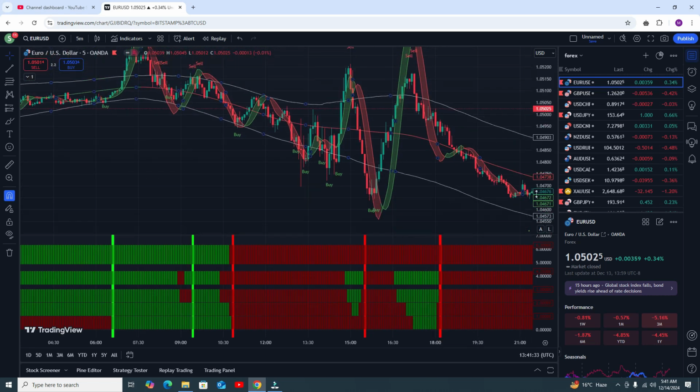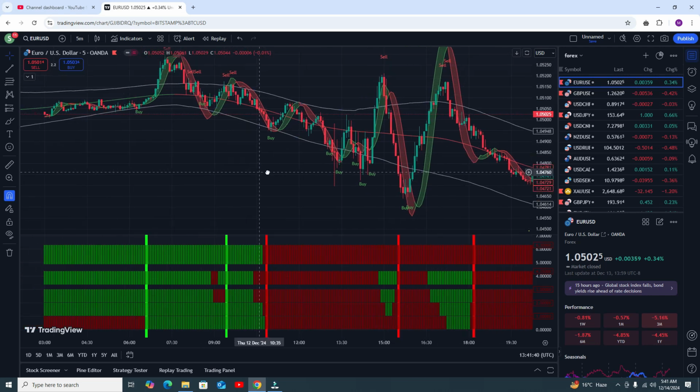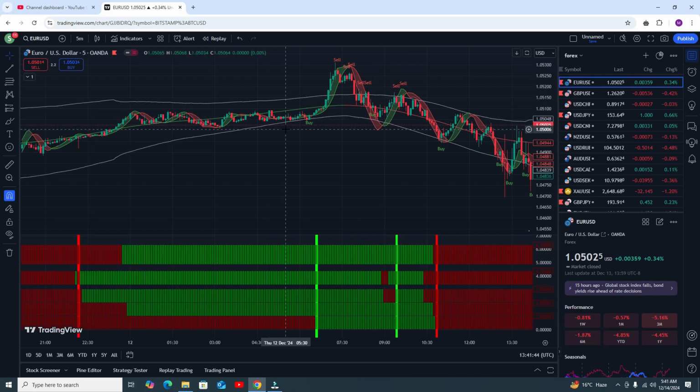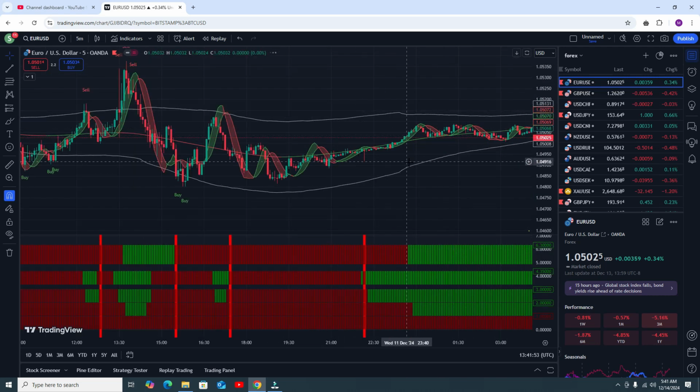Now this one is a perfect trade. This one is another profitable trade. And this one is a buy trade. You can see you got some profit here. Here you can see a buy trade, and it gives you some good profit. And this one is a sell trade. After that you can see the market goes upside, and still you can see you got some good profit here.